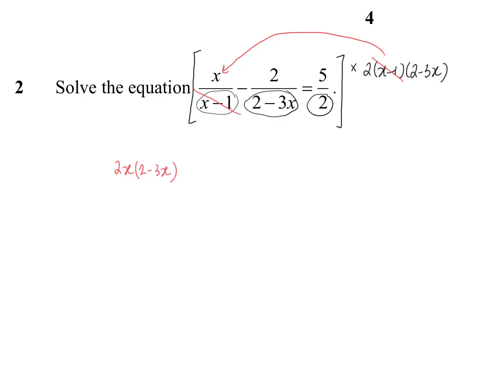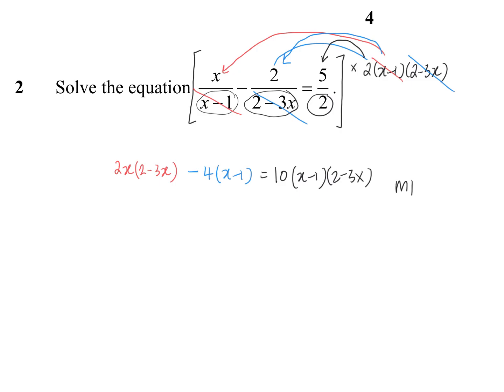Okay, the next one is the blue one. If I multiply with this, the 2 minus 3x cancels out. So I have 2 times 2, which is 4. And then there's an x minus 1. Okay, then the very last column, this multiplies by this, gets a 10. And then you get this. So the moment you show me that you got rid of the denominator, you get your first method mark.